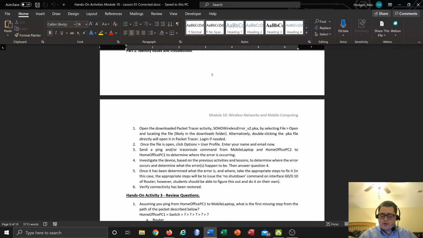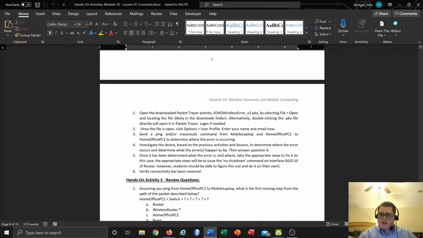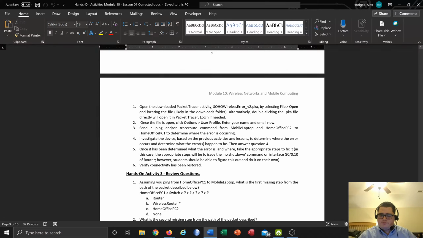In part 2, we're identifying where there's an error in the network by using basic troubleshooting steps like ping, traceroute, looking through configurations, that kind of thing. And you're identifying where the error is, documenting what the error is, and documenting how you fixed it. Again, all of that is given to the students towards the end of the activity in case they are stuck. But we really want them to be able to think through it first and try to get to the answer on their own. And if they can't, come back to the video, come back to the activity.